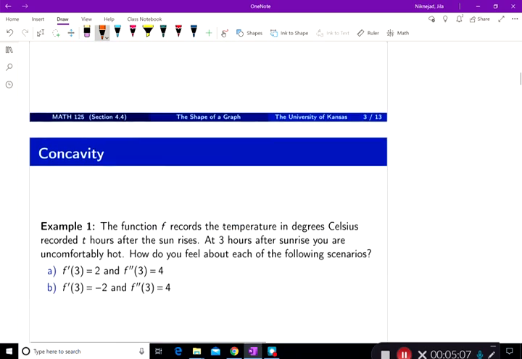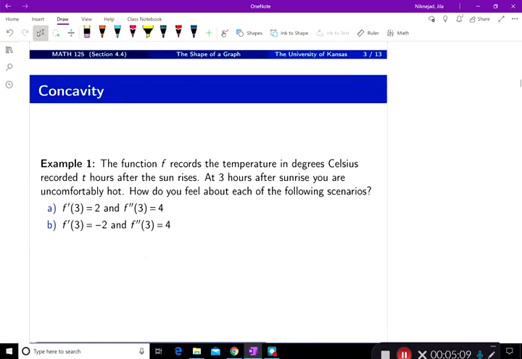Let's go to scenario B. Scenario B says f prime of 3 is negative. Oh, I like that. F prime of 3 is negative. And then f double prime is positive. So basically, the function is sitting above it. And so it's decreasing, but it's eventually not going to go sharply.